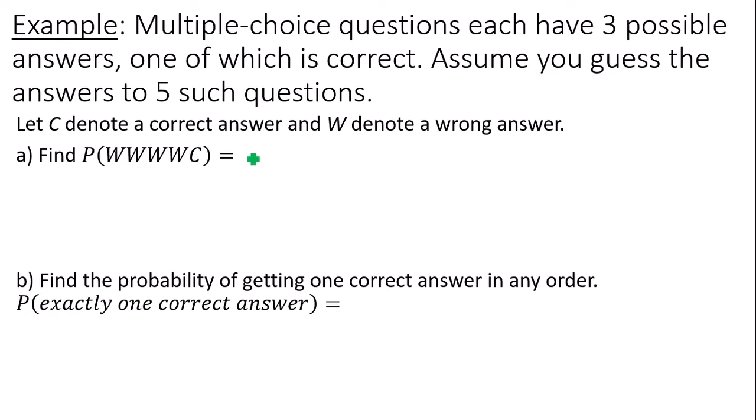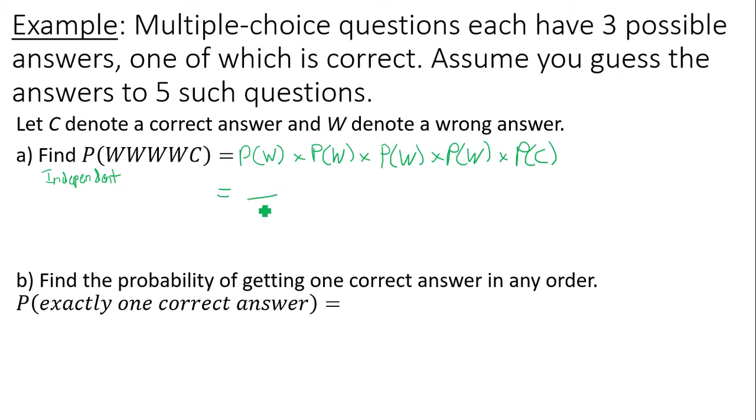Now, these are independent trials. I do have independent trials here, because whatever I pick on the first answer does not affect the probability of whatever I pick for the second answer and the third, fourth, and fifth. The probabilities are fixed all across the board here. So I'll find the probability the first one's wrong, times the probability the second one's wrong, times the probability the third one's wrong, times the probability the fourth one's wrong, times the probability the fifth one's correct.